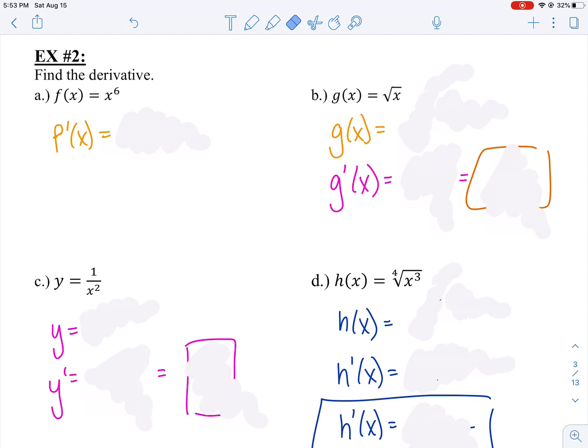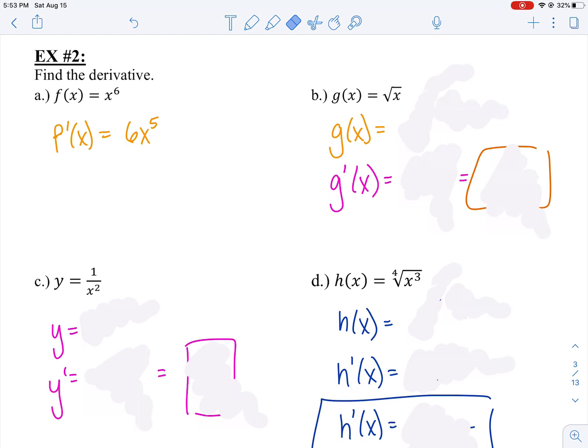Well, if you look at A, we have f of x is equal to x to the 6th power. So I have x to a certain exponent, right? And so we know that that looks like power rule. Power rule says that we should be able to bring up the 6 and subtract 1 to find our new exponent. So the derivative of f is 6x to the 5th. All without having to do that limit definition, right? All right, look at B.